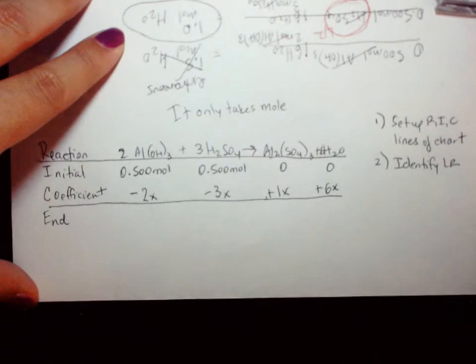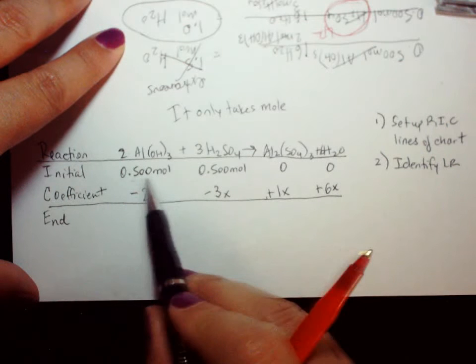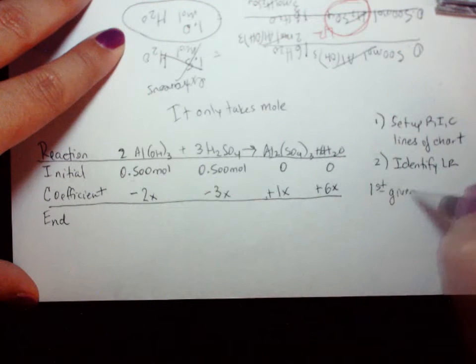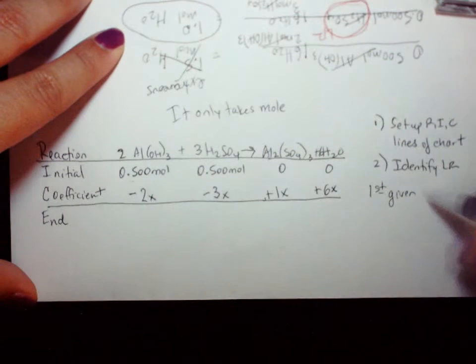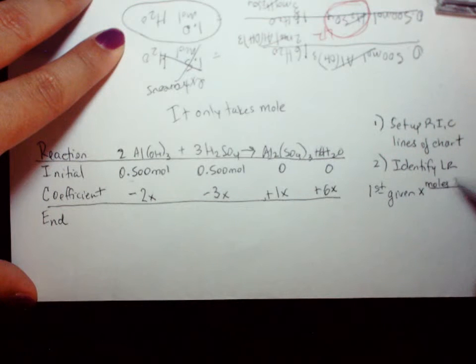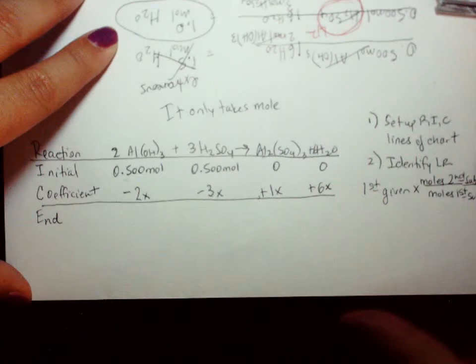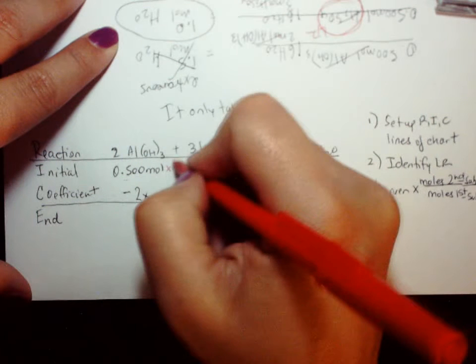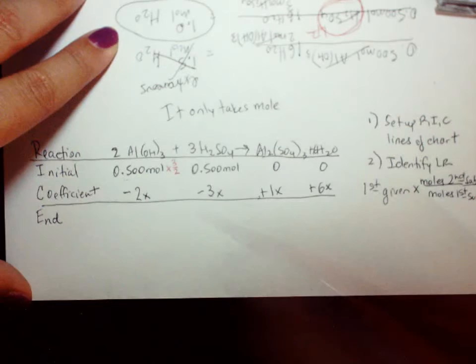And the way that you do that is you take the first number, the first initial that you have, so the given in the first column, and then you're going to multiply it by the mole ratio, and it's going to be the moles of the second substance over the moles of the first substance. You can't see that very well, but okay. So basically over here it's going to be 0.5 times 3 over 2. So that's a 3/2 in here. It's kind of small.